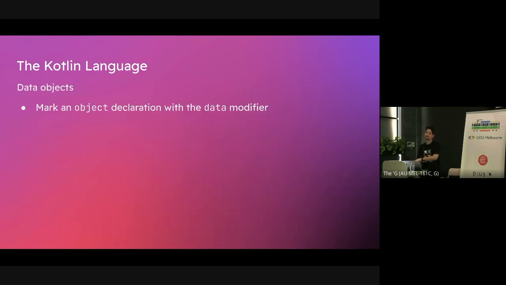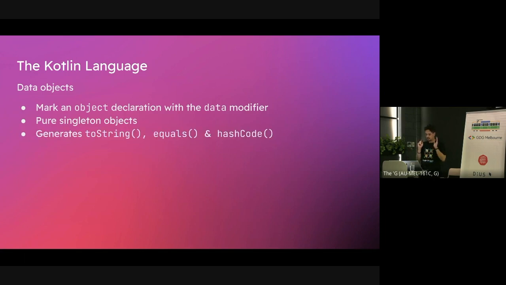For data objects, very similar to data classes, objects are now getting the data keyword. So the compiler will generate the toString for pure singleton objects, because once the object is created, you can't change it. It'll generate the toString, equals and hashCode for you. What it will not generate is a copy and a component function like data classes, because they're singleton. So you can't really copy a singleton, or there's no component to it because it's an object. It's not a class. It doesn't have properties.